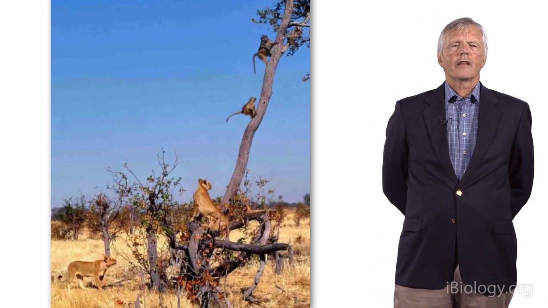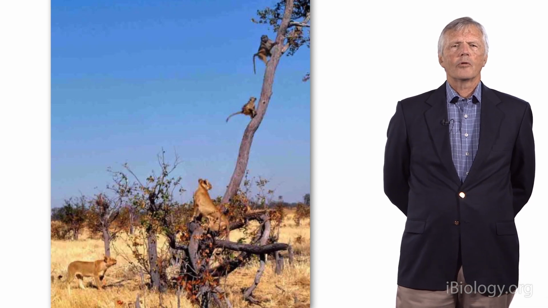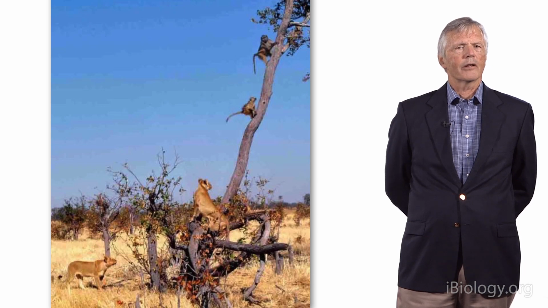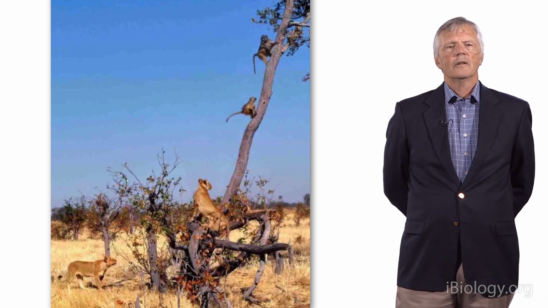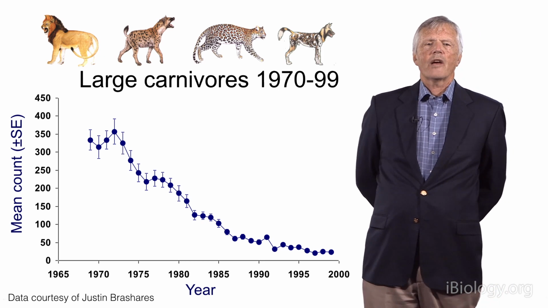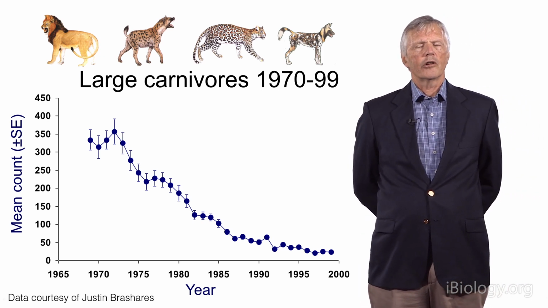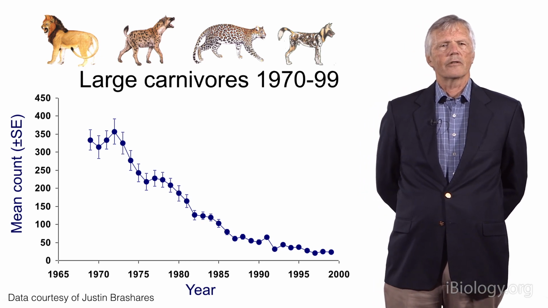And this is a picture that really characterizes the important predator-prey interaction. It shows lions on the ground and baboons in the trees, and when there are a lot of lions or big predators around, this is what baboons do. They spend a lot of time off the ground, because if they don't, they get eaten. This shows what's happened to large carnivores in one particular place where there are good data. This is a characterization of much of Africa.